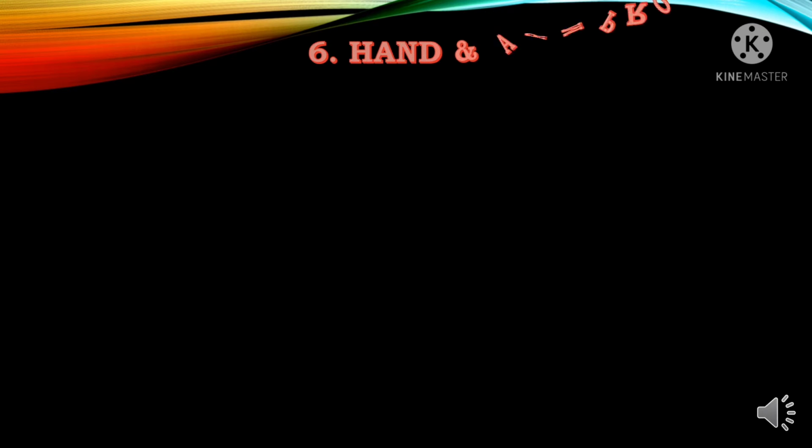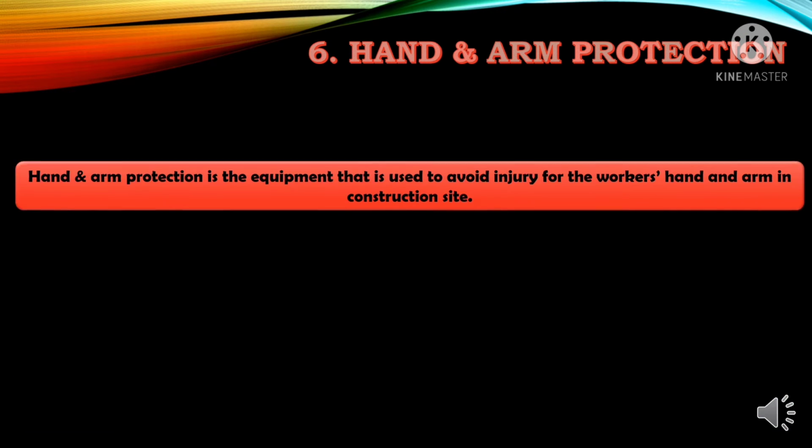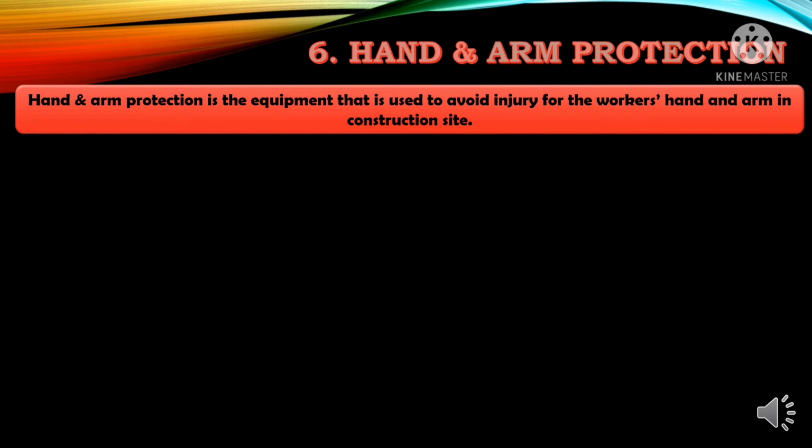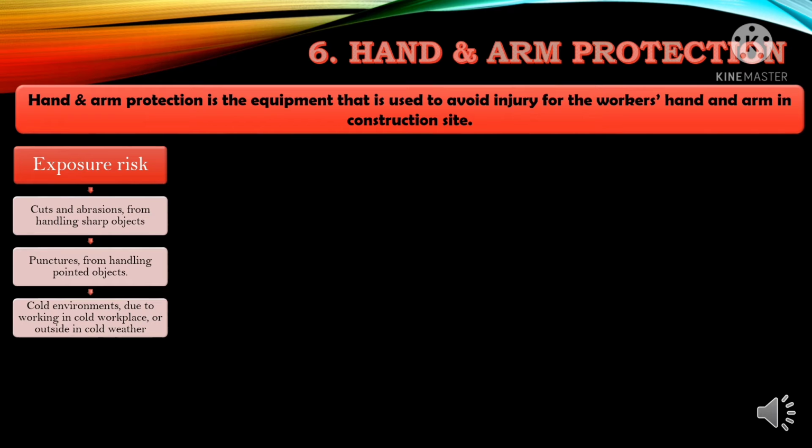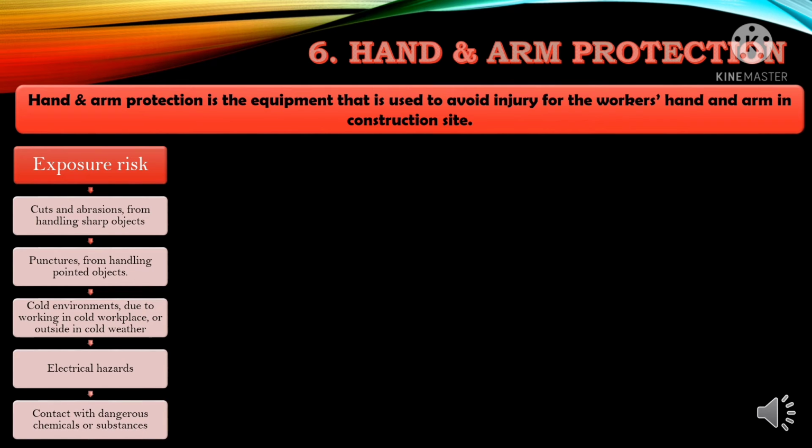Sixth is the hand and arm protection. Obviously, hand and arm protection is the equipment that is used to avoid injury for the workers' hand and arm in construction site. There are a few exposure risks that require the workers to wear hand and arm protection. The first one is cuts and abrasions from handling sharp objects. Second, punctures from handling pointed objects. Third, cold environment due to working in cold workplace or outside in cold weather. Fourth, electrical hazard, and the last one is contact with dangerous chemicals or substances.